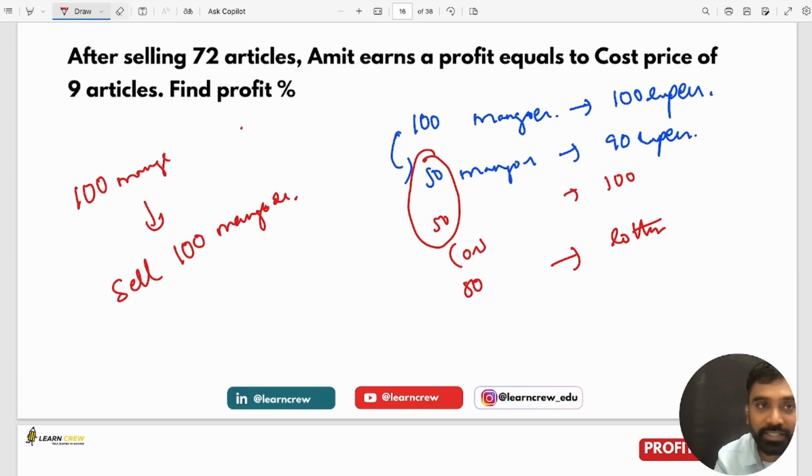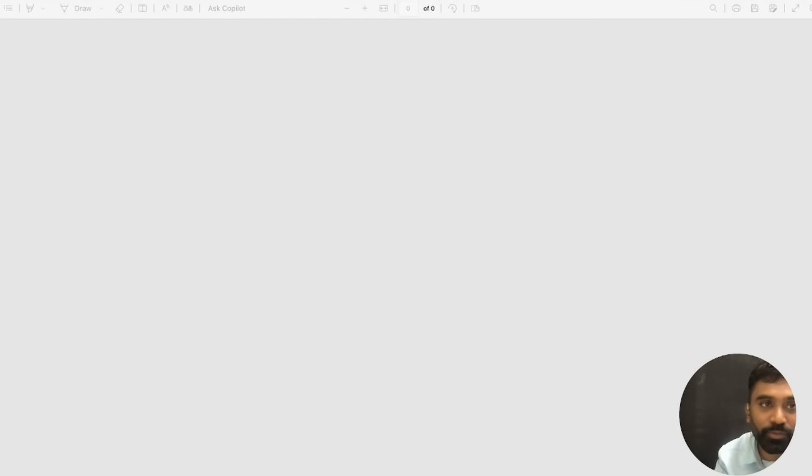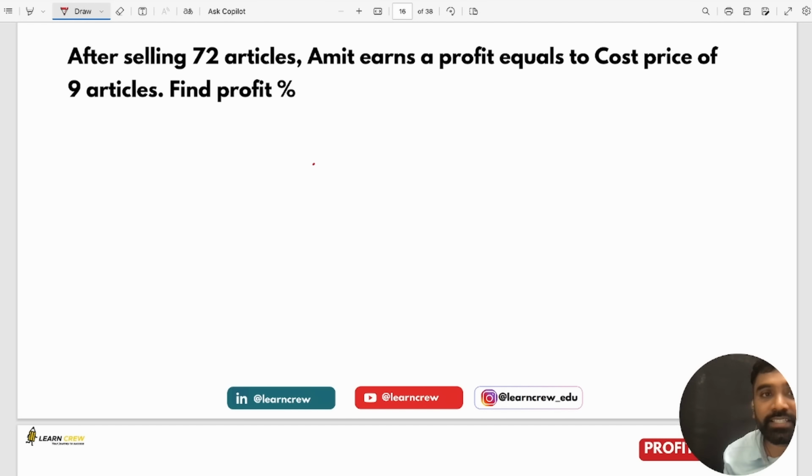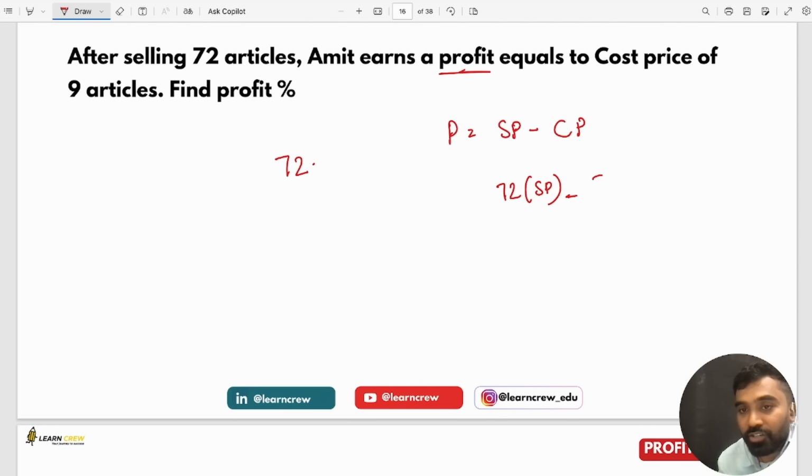If this concept is clear, then we will be able to solve this particular question right now. Now how to solve this question? After selling 72 articles, so how many articles he sold? 72 articles. Amit earns a profit equivalent to cost price of 9 articles. What is profit, sir? Profit means selling price minus cost price. So how many articles did he sell? 72 articles he sold. If he sold 72 articles, obviously he should have got also 72 articles.